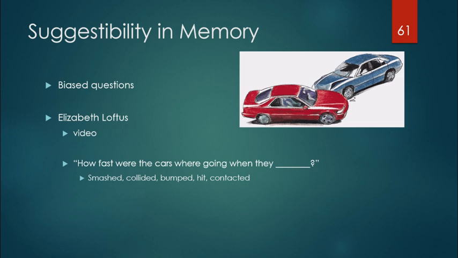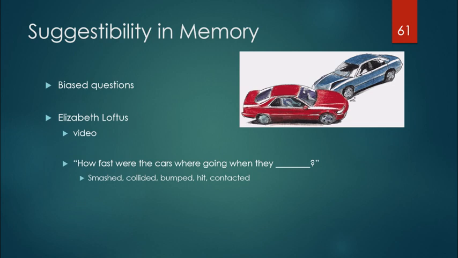And she did a bunch of experiments just to show how easy it is to manipulate our memories. So she did some pretty cool experiments in the lab. She would show participants a video of a car crash, and she would ask different people different questions. So a question might be, how fast were the cars going when they smashed? And people would give an estimate of how fast they were going. She might ask a different group of participants, how fast were the cars going when they collided? And people would make an estimate.